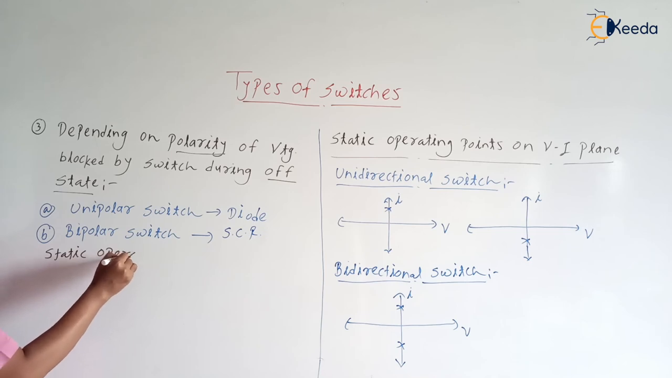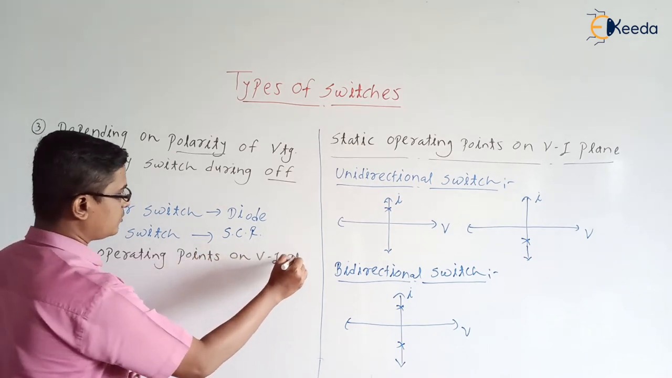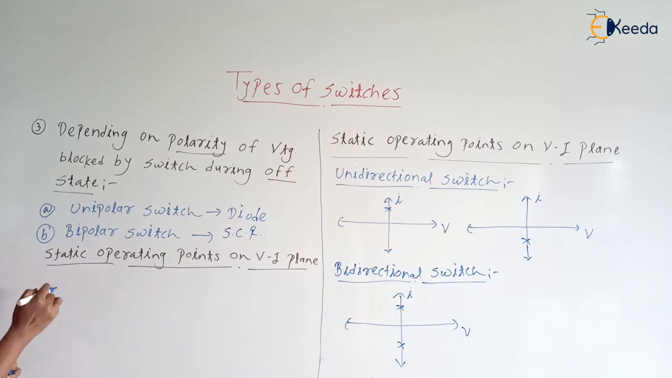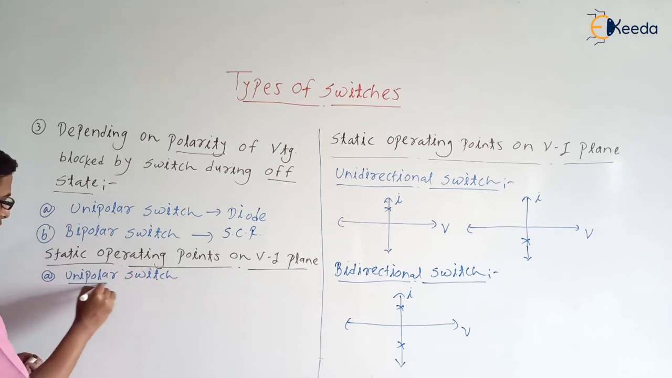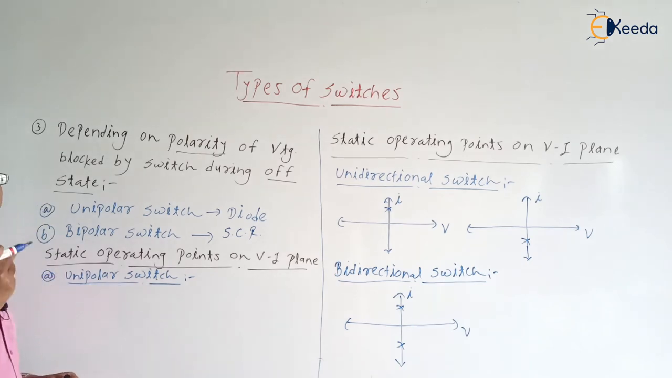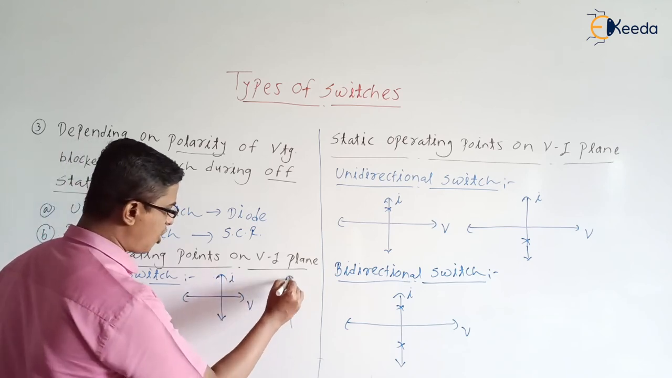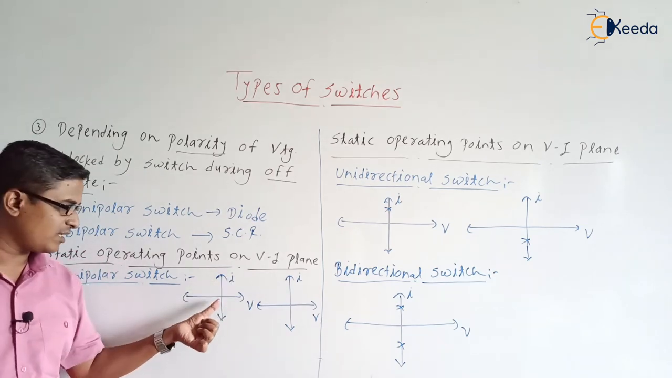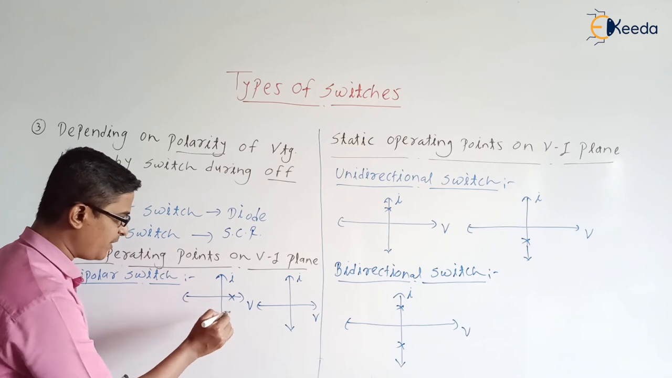Static operating points on the VI plane for unipolar and bipolar switch. Let us first discuss the unipolar switch. A unipolar switch blocks either forward or reverse voltage during its off state. When the switch is in the off state, what is the current flowing through the switch? The current is zero. Current zero means the operating point will be either plus V or minus V. So for a unipolar switch, the operating point will be either here or here.